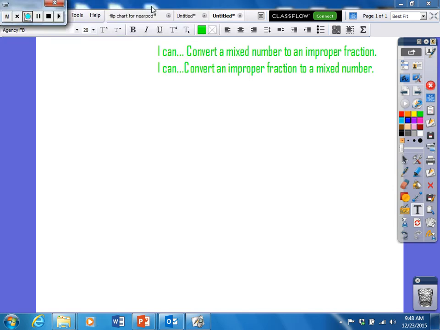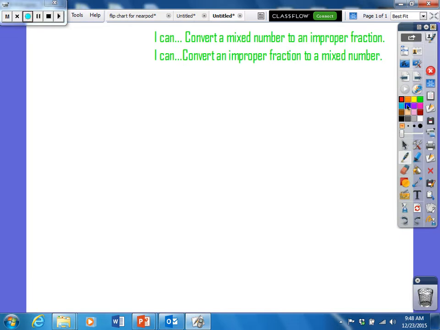Okay, today we are going to be looking at the I can statement of I can convert a mixed number to an improper fraction, and also I can convert an improper fraction to a mixed number. We are going to be looking today at mixed numbers and improper fractions. So that's what our notebook page is going to be called.